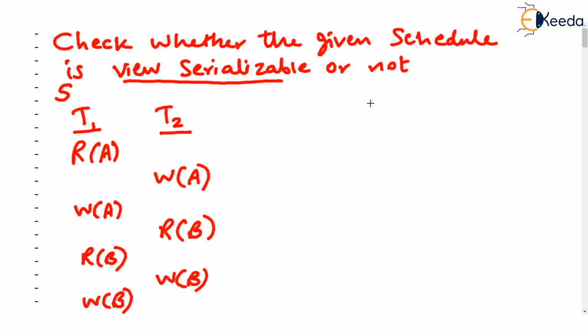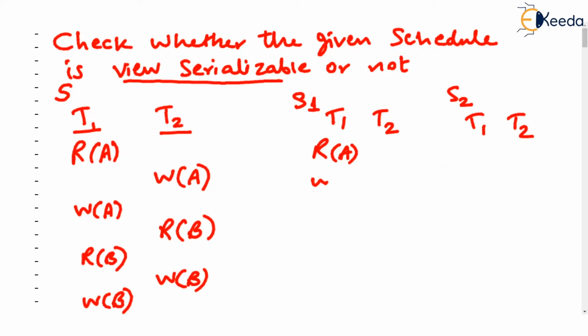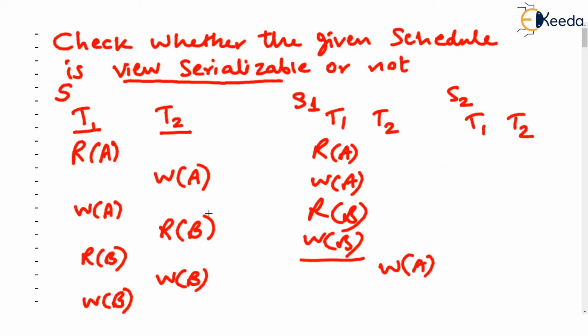The method is to find out how many serial schedules are possible. Let's take S1 as one of the serial schedules with T1 and T2 transactions, and another schedule S2 with T1 and T2 transactions. What are the possible serial schedules for this? Let T1 run first: read A, write A, read B, write B. We are allowing T1 to start and end first. And then after T1 ends, you can ask T2 to start and T2 will continue till it ends. So this is one of the serial schedules, isn't it?